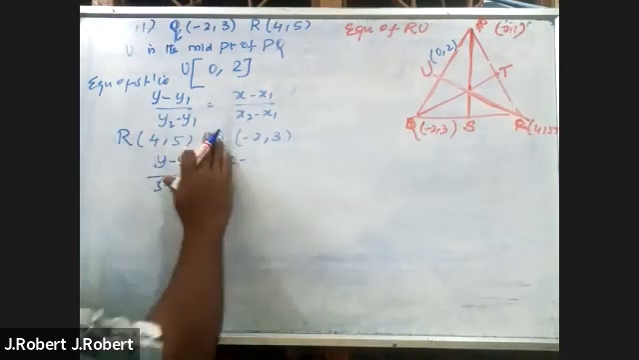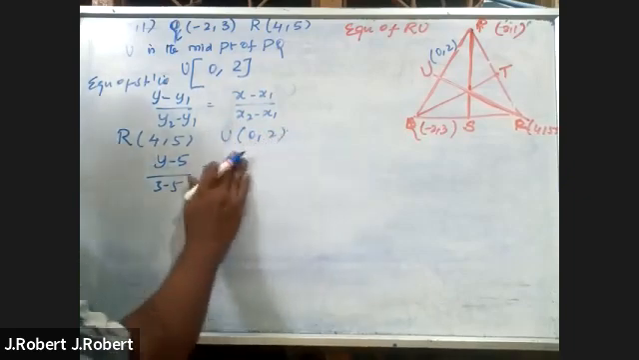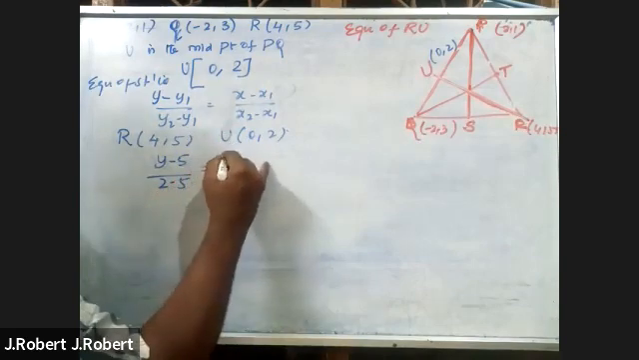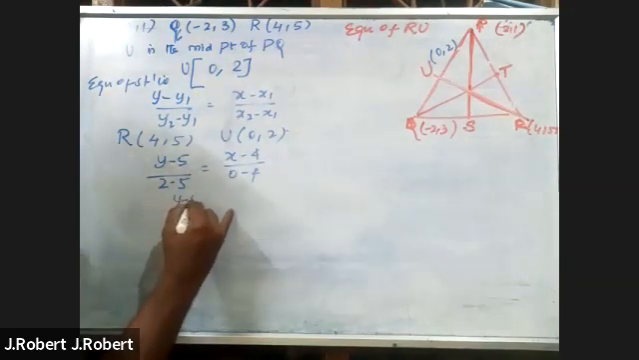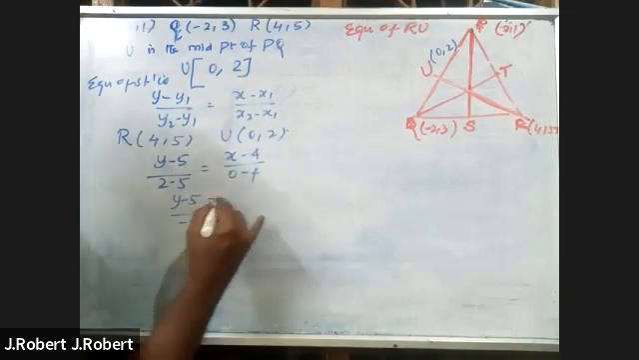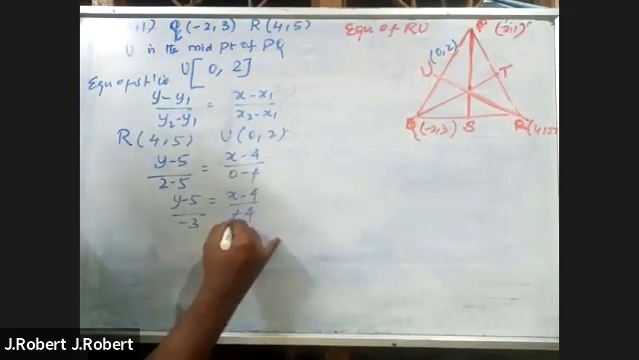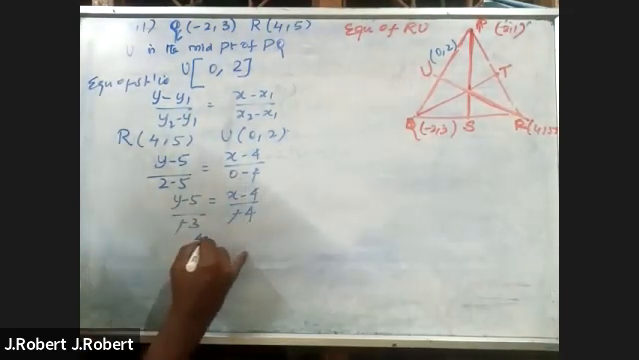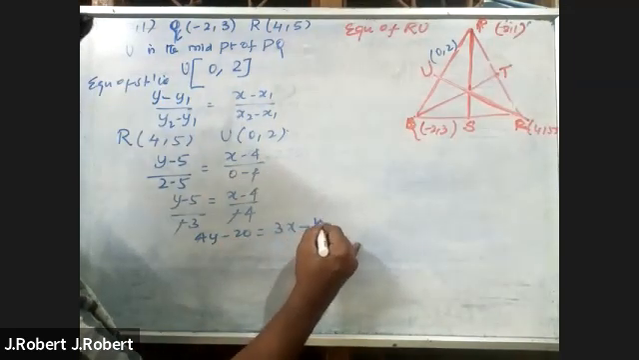We have to take the U point, not Q. U point 0, 2, which means y minus 5 divided by 2 minus 5 is equal to x minus 4 divided by 0 minus 4. We'll get y minus 5 divided by minus 3 equals x minus 4 divided by minus 4. Minus minus gets cancelled. Now you cross multiply. We'll get 4y minus 20 is equal to 3x minus 12.